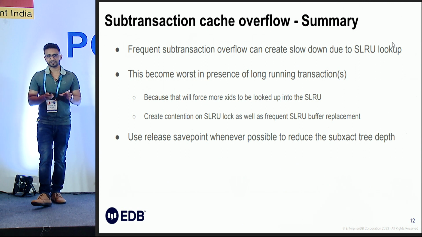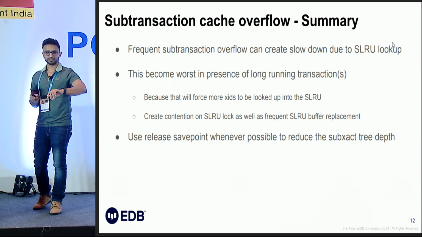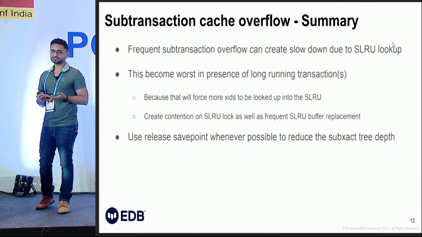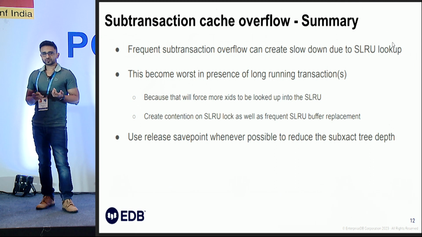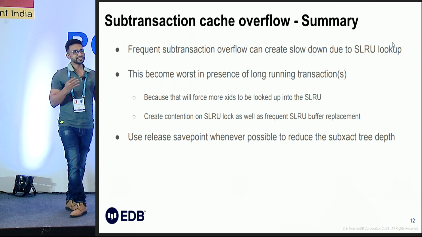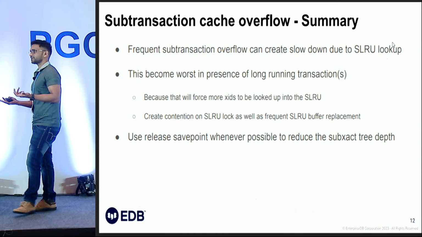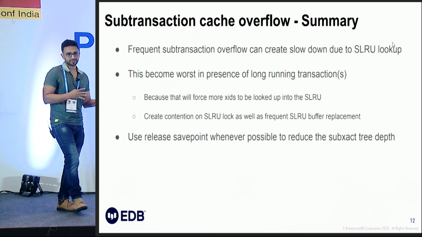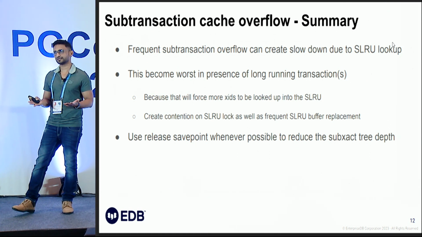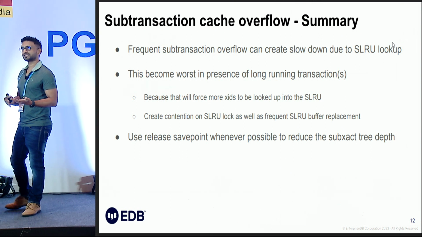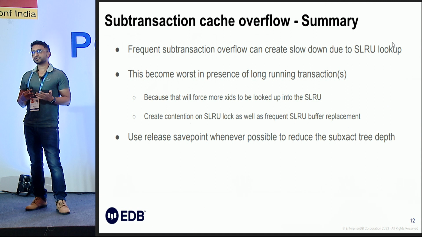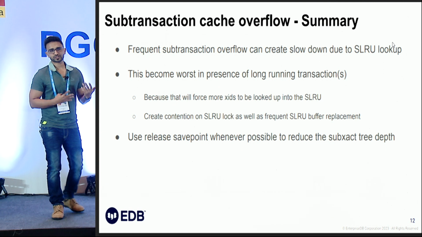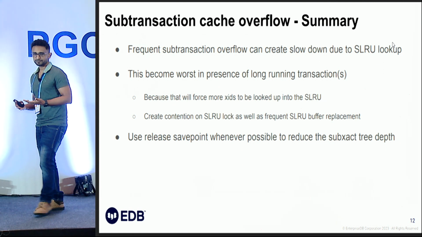So this is the summary of this particular problem of sub-transaction cache overflow. Frequent sub-transaction overflow can create a slowdown in the system. It doesn't mean that PostgreSQL can never deal with sub-transaction overflow. You can have sub-transaction overflow in a transaction, but if it happens rarely, or sometimes in the system, we can deal with that. Even if it is frequent, for the duration that you are creating the sub-transaction overflow there might be some slowdown in the system, but it will not stop working or halt completely.